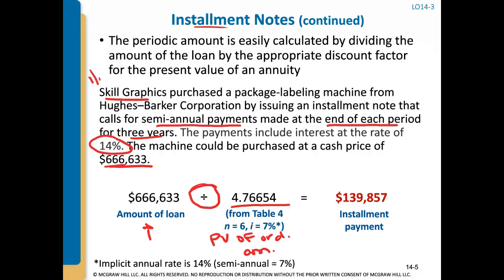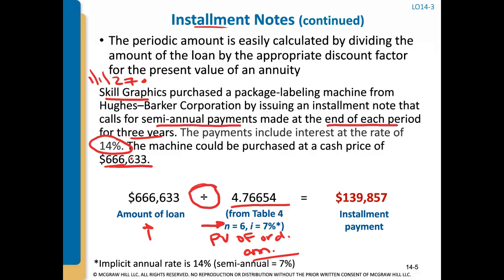We're going to issue this note on 1/1/27. I don't think we said that in the beginning, but we're going to make payments on June 30th and December 31st. So it's at the end of the period, not on 1/1/27, which means we use the ordinary annuity table. And so now, what information do we use to figure out which factor we're going to use?